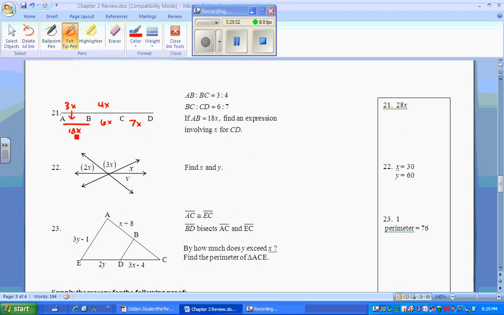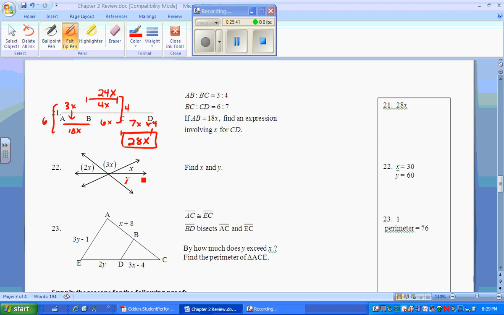Well, how much bigger does this get to this? So to go from 3x to 18x, I multiply by 6. So that means this 4 has to be multiplied by 6. So that becomes 24x for BC. And if BC is 24x, how does the 24x become the 6x? Well, that means you multiply by 4, so then we multiply this piece over here by 4. So CD ends up equaling 28x, and we're done. I know it's a little confusing and challenging, but that's an upper level question.